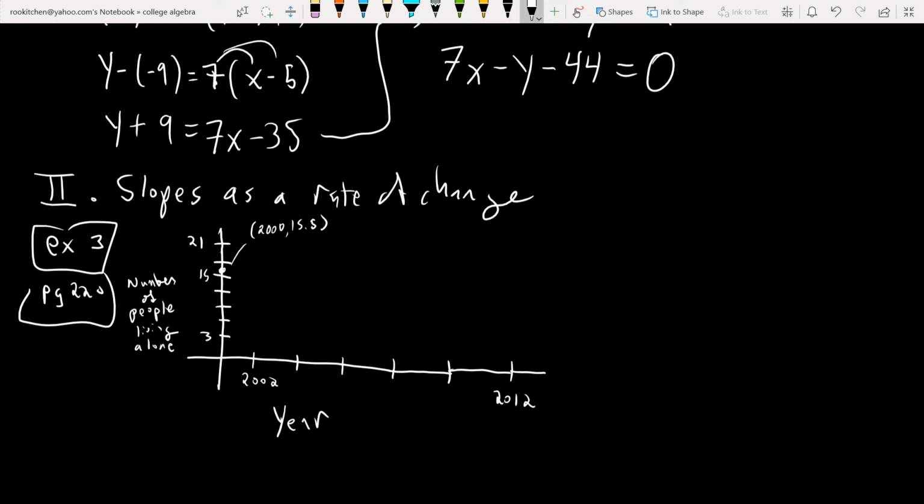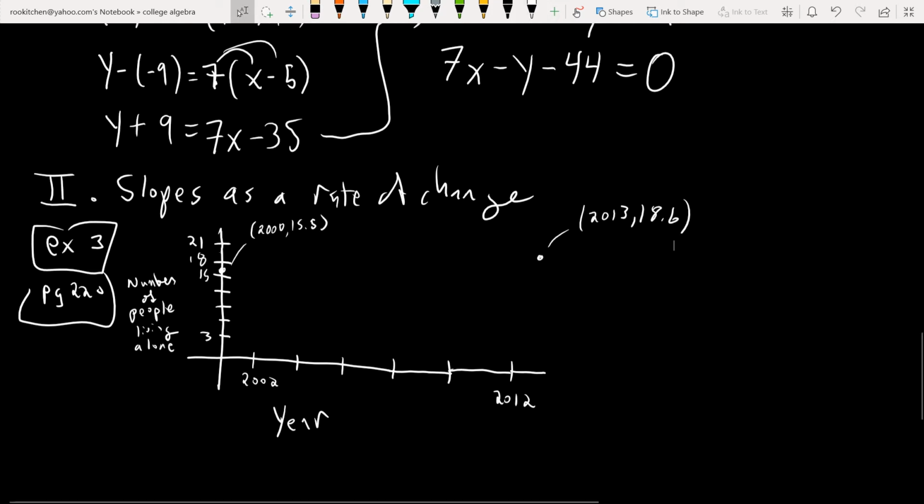And then in the year 2013, there's 18.6 million women living alone. So 18.6, about right here. Okay, so in 2013, what did I say, 18.6 million? 18.6, yeah, okay.